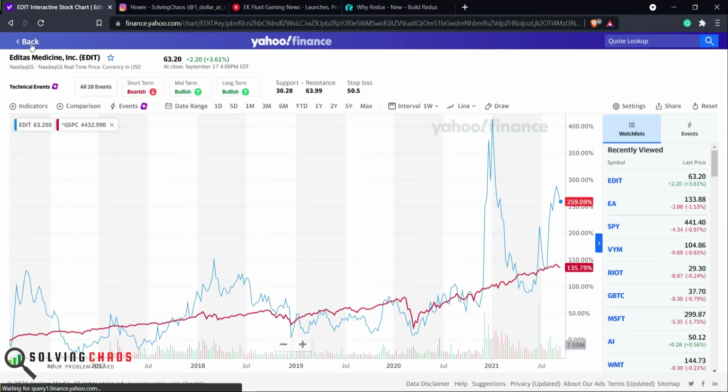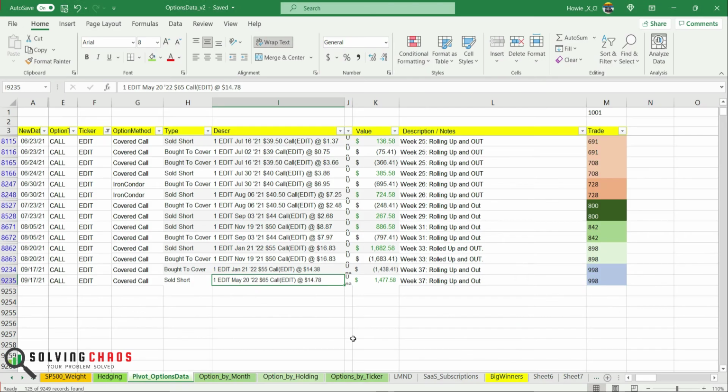But on this particular one, I like to try to reap as much as I can. And then at some point, I may let it get assigned away, or called away, and then I'll wait, and I don't chase it, and then I may do cash secured puts. I'll get back in at a lower price. But I've been playing this ticker for quite a while now.